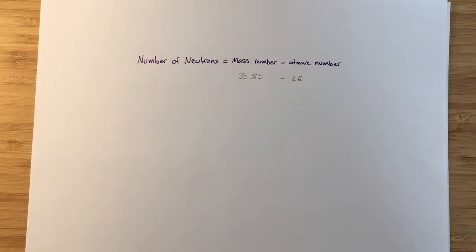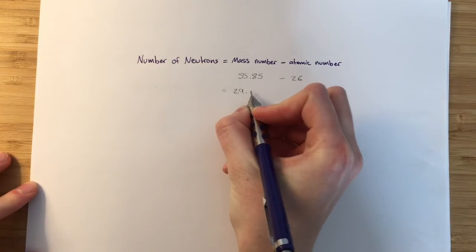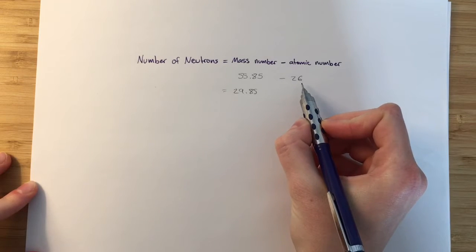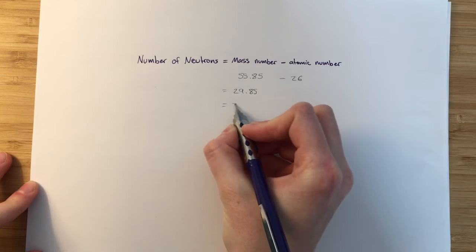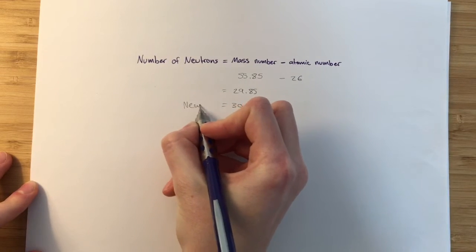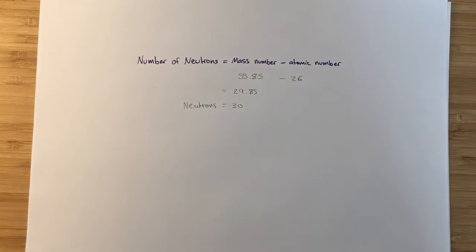Now 55.85 minus 26 equals 29.85. Let's write that down, 29.85. Now we have to remember that when we subtract, we need to keep it at the lowest decimal place. So this rounding up equals 30. And now we know that the number of neutrons equals 30. Now if we have some isotopes, which means they have different amounts of neutrons, we can still find the neutrons the same way.